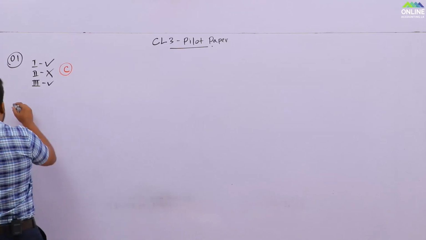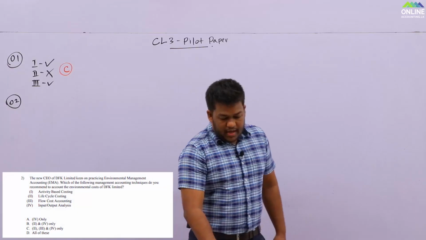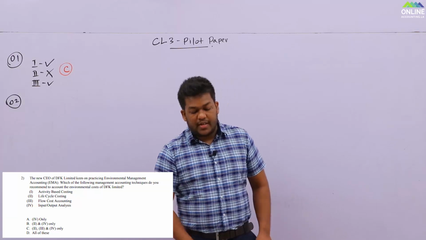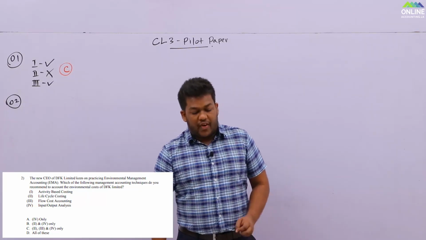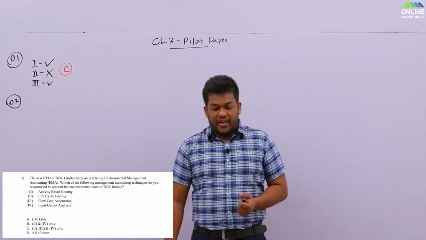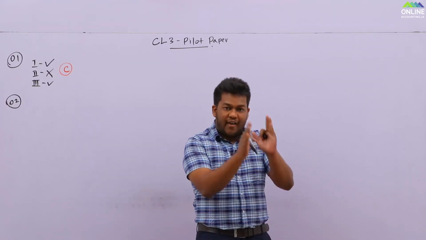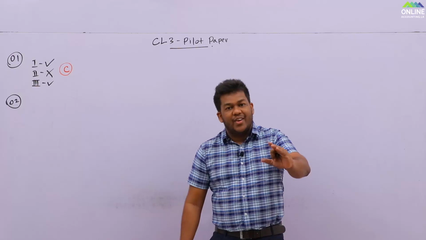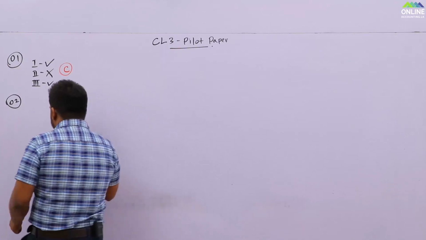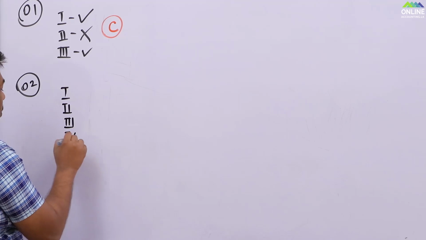So then we are moving to the second question. Second MCQ. The new CEO of DFK Limited is keen on practicing environmental management accounting. Which of the following management accounting techniques do you recommend to account for the environmental cost of DFK Limited? You have a separate slide for this. In my slides, you have a separate slide. In that slide, what are the things I have included? Now here there are 4 answers: 1, 2, 3, 4.